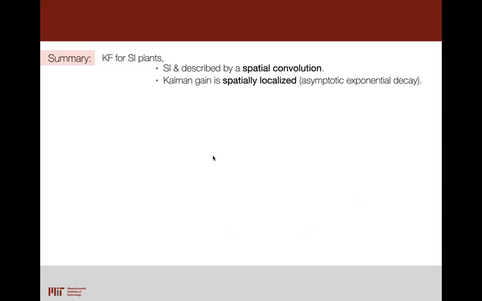So far, what I have established is that in this spatially invariant setting, the filter itself is spatially invariant, that it is described by a spatial convolution, and furthermore, this convolution is spatially localized with an asymptotic decay rate that is exponential, actually. With this, we answer the first of the questions, which was about locality in filters. Do I really rely on local information in order to do filtering? The answer is yes.